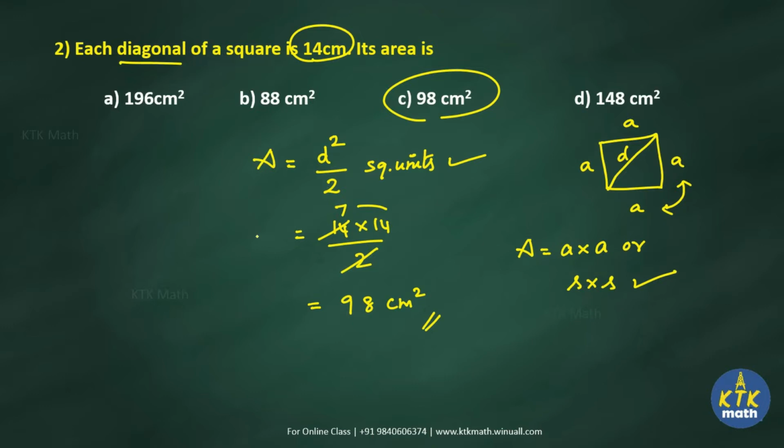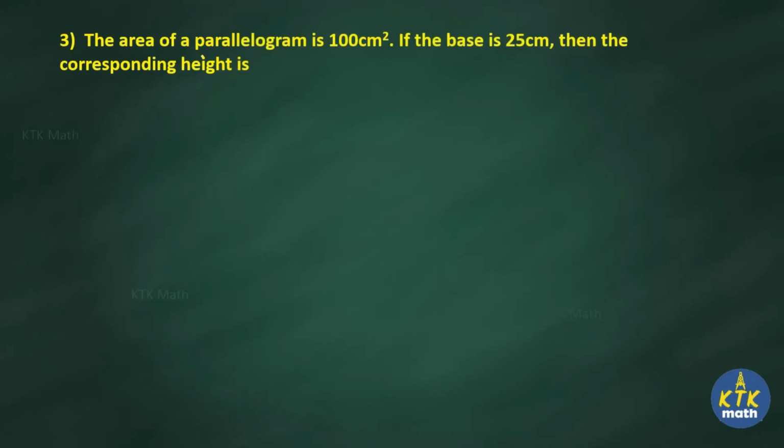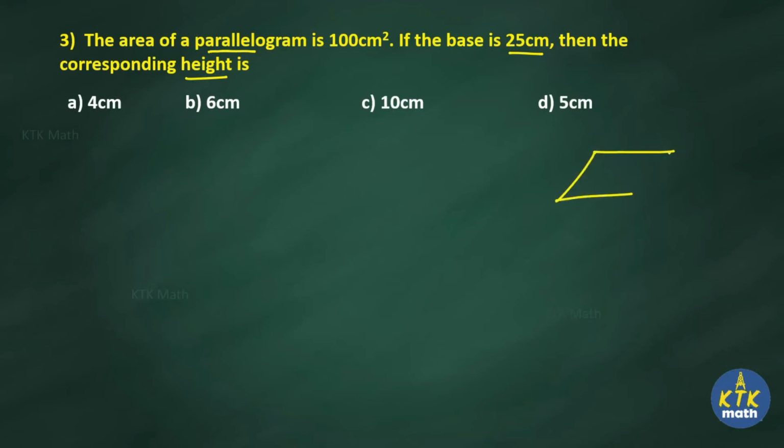Now next, question number 3. The area of a parallelogram is 100 centimeter square. If the base is 25, then find its height. I hope you know how the parallelogram would look like. We can say it's like a slanting rectangle. So this is going to be your base and this will be your height.